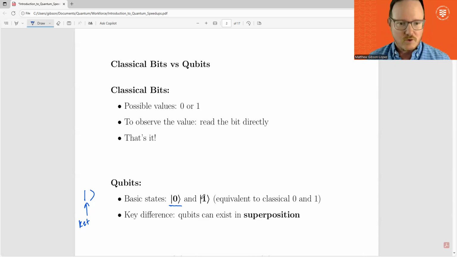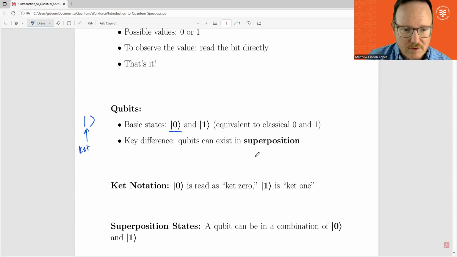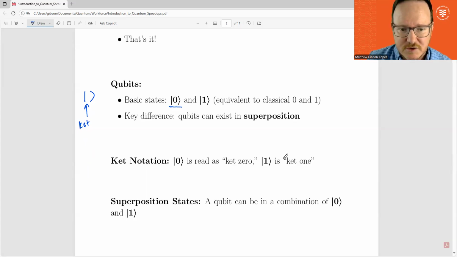And these are states that the qubit could be in that are essentially equivalent to the classical bit 0 or 1. But the key difference here is that qubits can exist in a superposition state in which they're some 0 and some 1 at the same time. So we have this ket notation, ket 0, ket 1, and superposition states are states that are a combination of 0 and 1 at the same time.